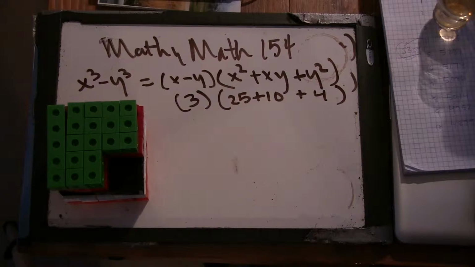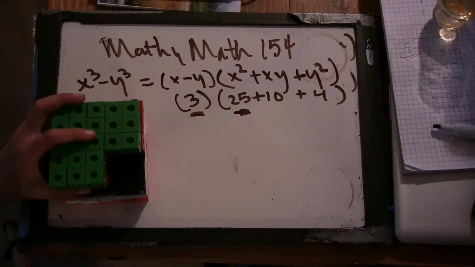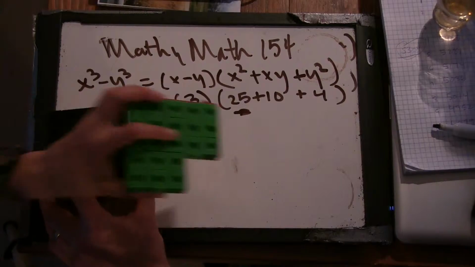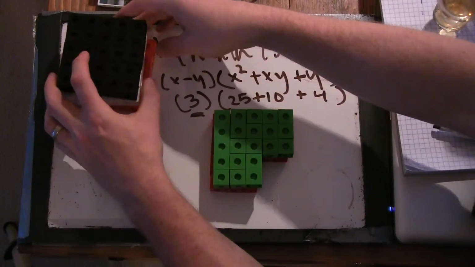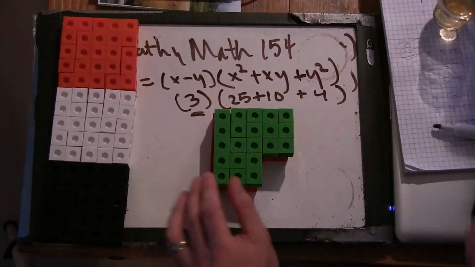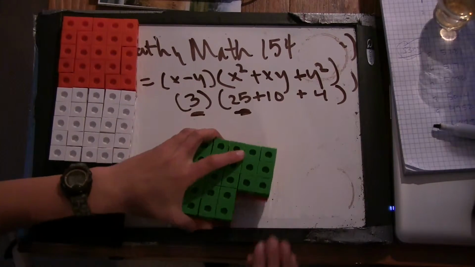Okay. So can you show me where the 3 25s are? So that's these 3 complete layers. I can hold them together. There are 3 5 by 5 squares on the bottom. Those are the x squareds. Where are the tens? Where are there 3 tens?